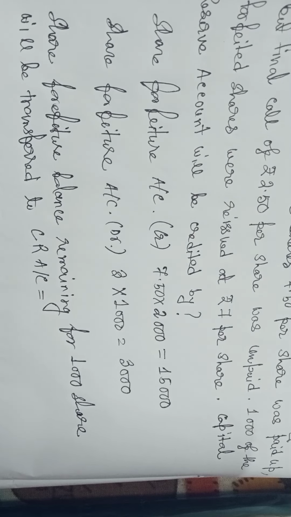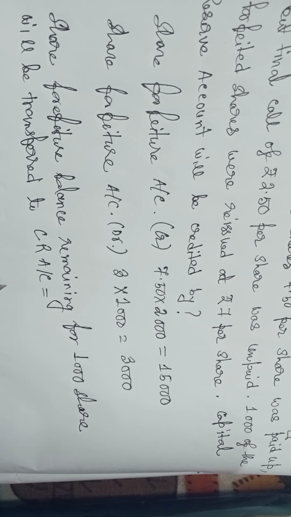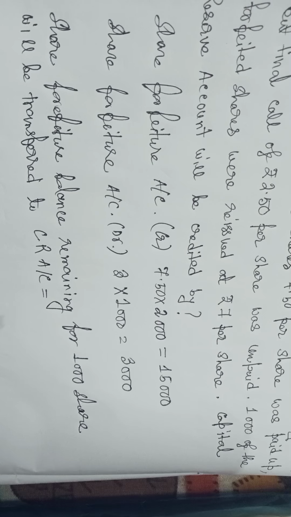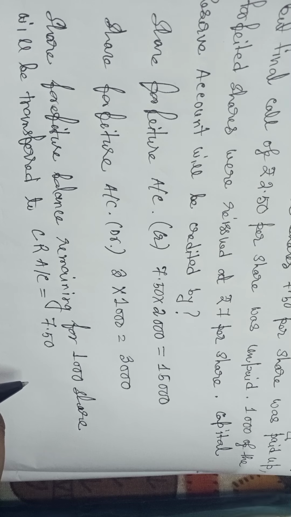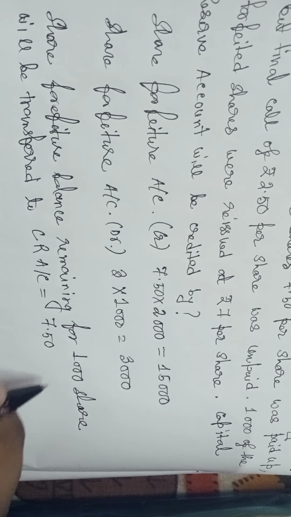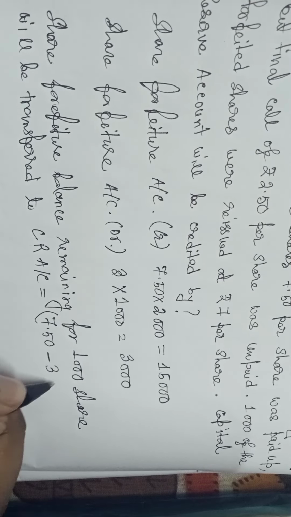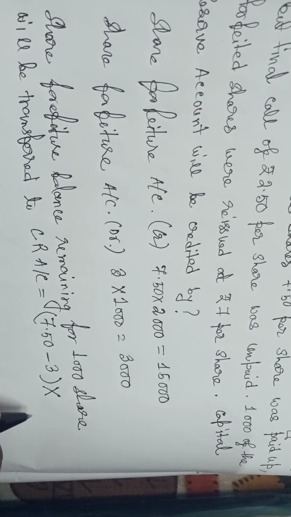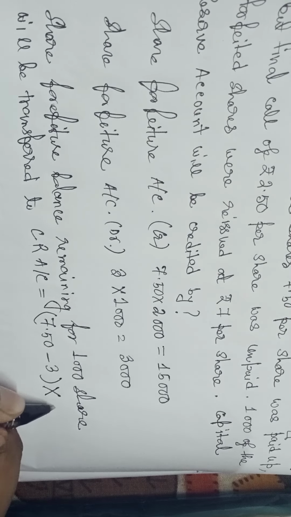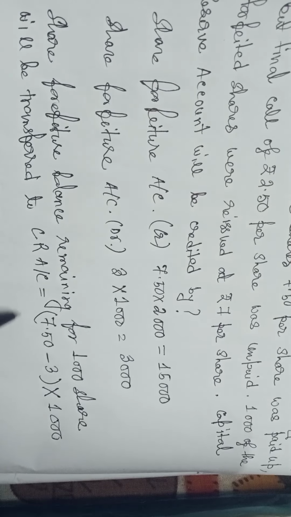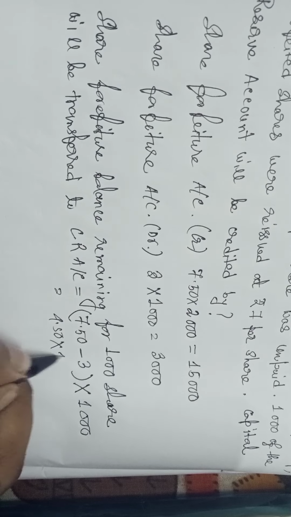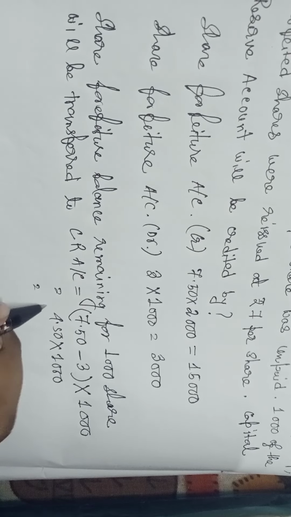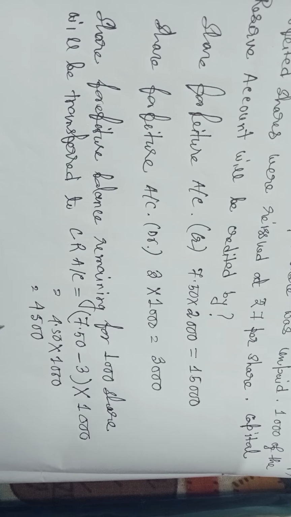So the amount will be like this: when we forfeited the shares, share forfeiture account was credited by rupees 7.50. So 7.50, and at the time of reissue of 1000 shares we have given discount of rupees 3. So we have to deduct that, and then multiply the balance by the 1000 shares which were reissued. So the amount transferred to capital reserve account is 4.50 multiplied by 1000, that is 4500.